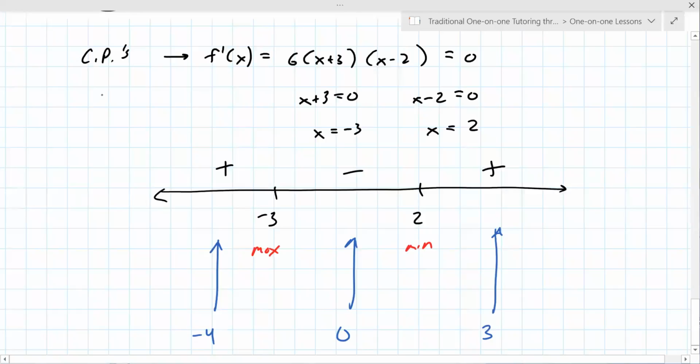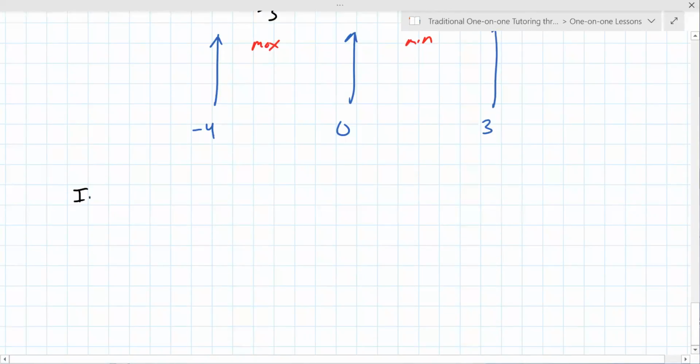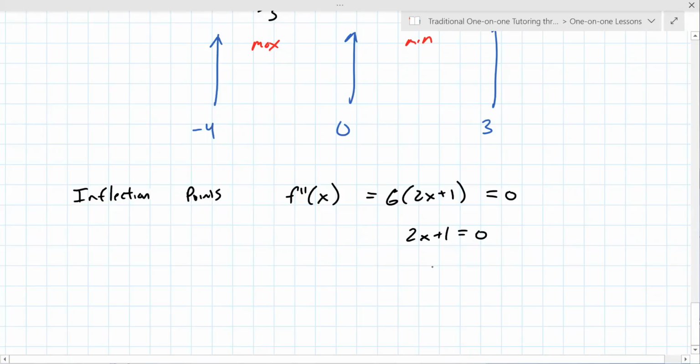Okay. Now you feel really good about that, but there is a bit more. It says, where are the inflection points? Inflection points come from the second derivative. f double prime of x, which equals 6 times 2x plus 1, setting that equal to 0. So you set 2x plus 1 equal to 0, x equals minus 1/2. Now that doesn't guarantee that it's an inflection point. You have to do another sign chart again.